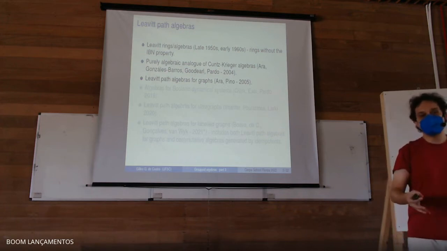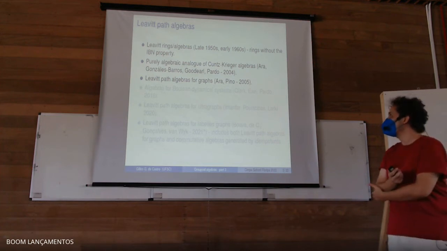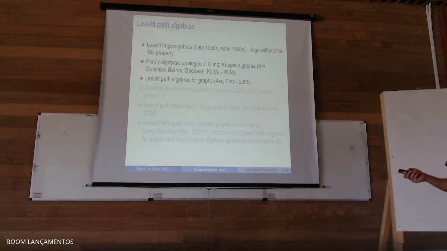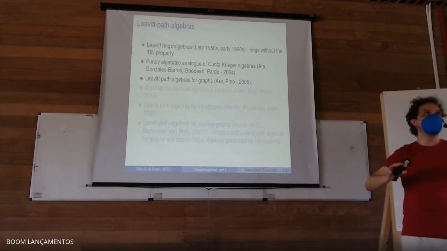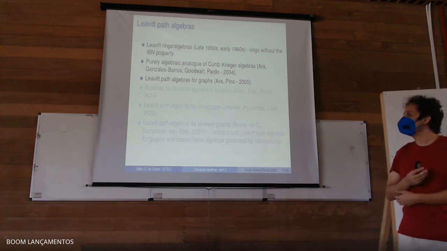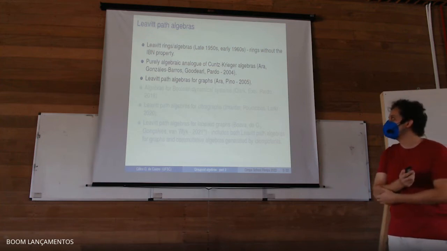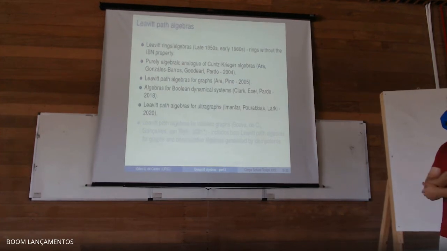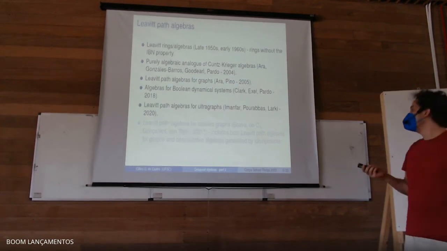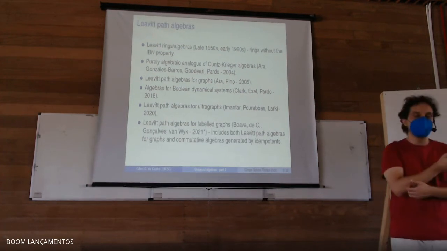Then we can try to do the same thing for Cuntz-Krieger algebras, and then we can try to do the same thing for graph algebras. So really the connection between the C*-algebra world and the algebra world is through these Leavitt rings or Leavitt algebras and the Cuntz algebras, and then you have all the generalizations that we can go from there. And so there are generalizations for algebras of Boolean dynamical systems, and there are generalizations for ultragraphs. And then what I'm going to talk about today is this generalization for labeled graphs.